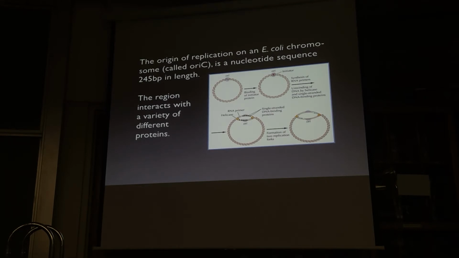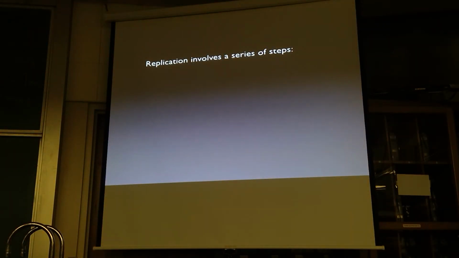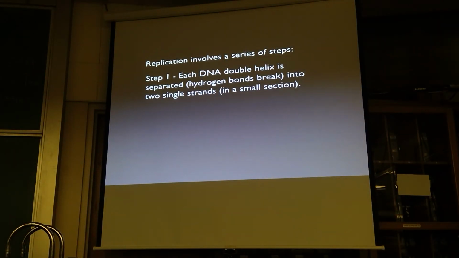Now, the DNA is going to interact with a whole variety of proteins. Some of them are enzymes, some of them are not. You'll see in this diagram, there are single-stranded DNA binding proteins. Those apparently bind to the DNA once the strands come apart, to prevent it from tangling up or to stabilize it. So, again, this is kind of a simplified version, but you need to know what's involved.